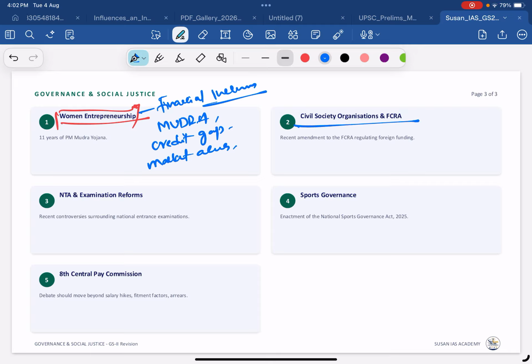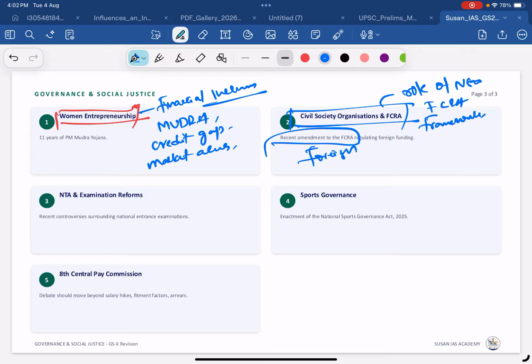And civil society and FCRA, this one is also a most important topic. So one can cover the role of NGOs, the FCRA framework, foreign funding, the recent amendment to the FCRA regulating foreign funding, right? Foreign funding, transparency, accountability versus autonomy, and what the regulatory issues are.